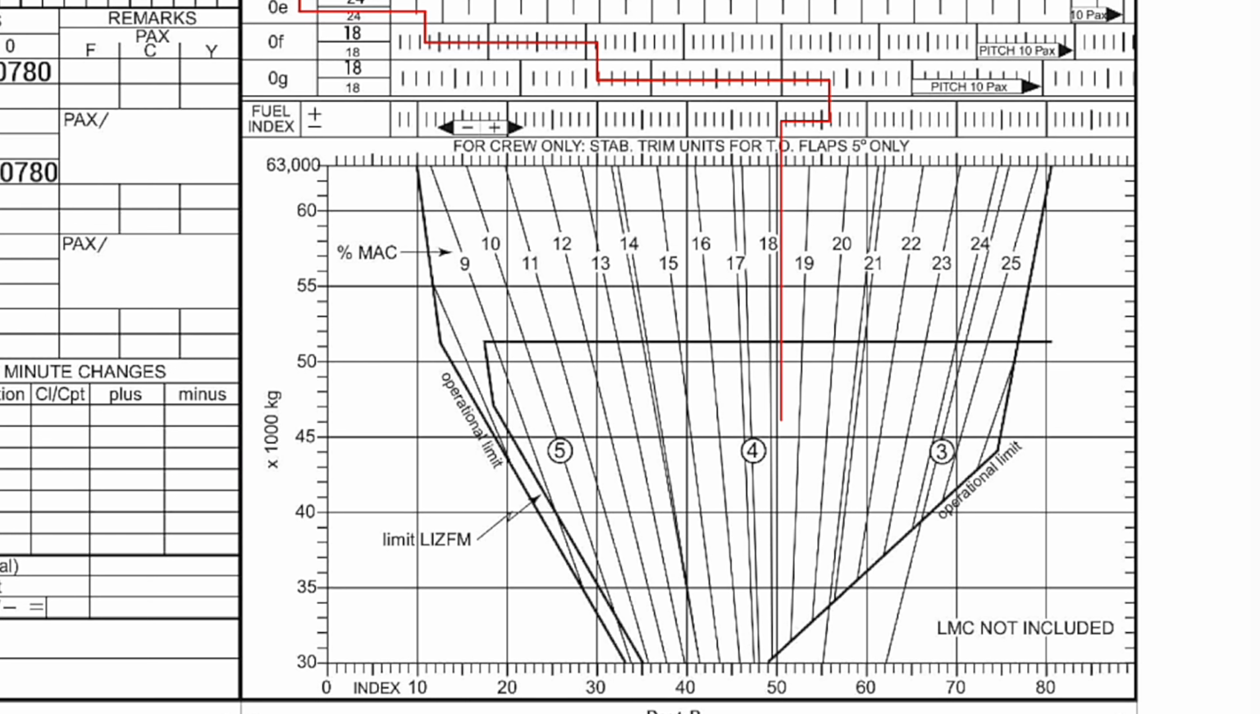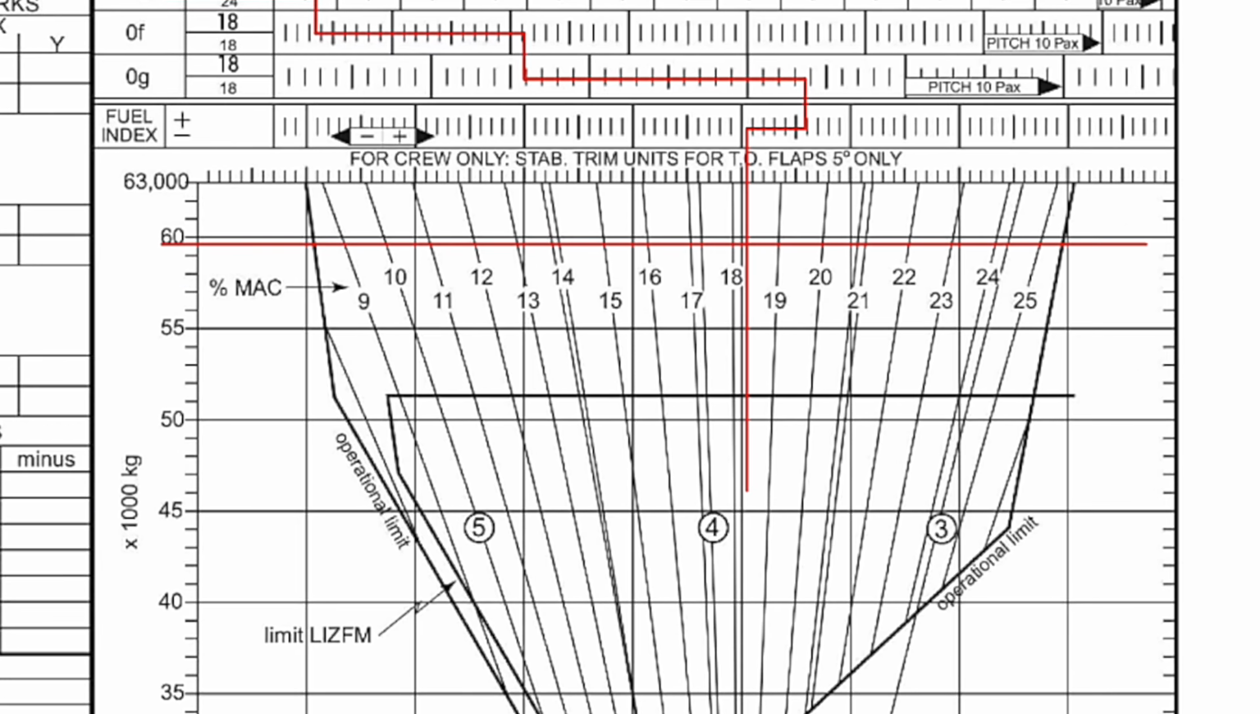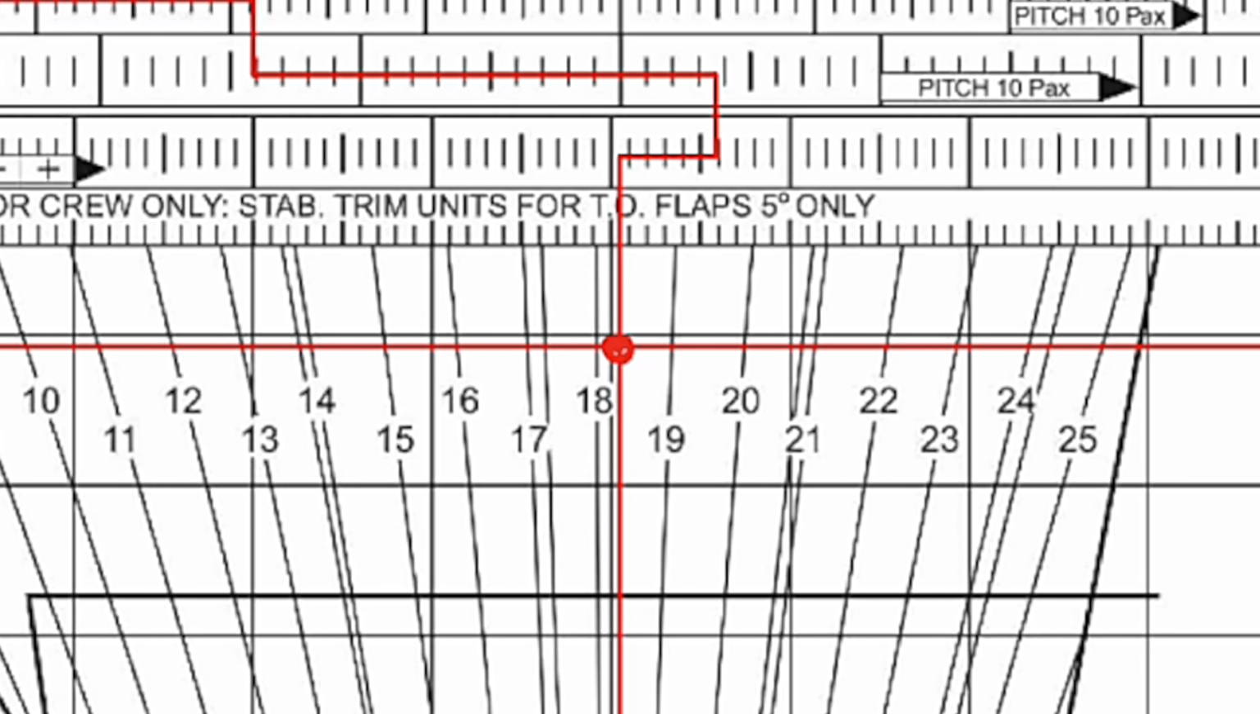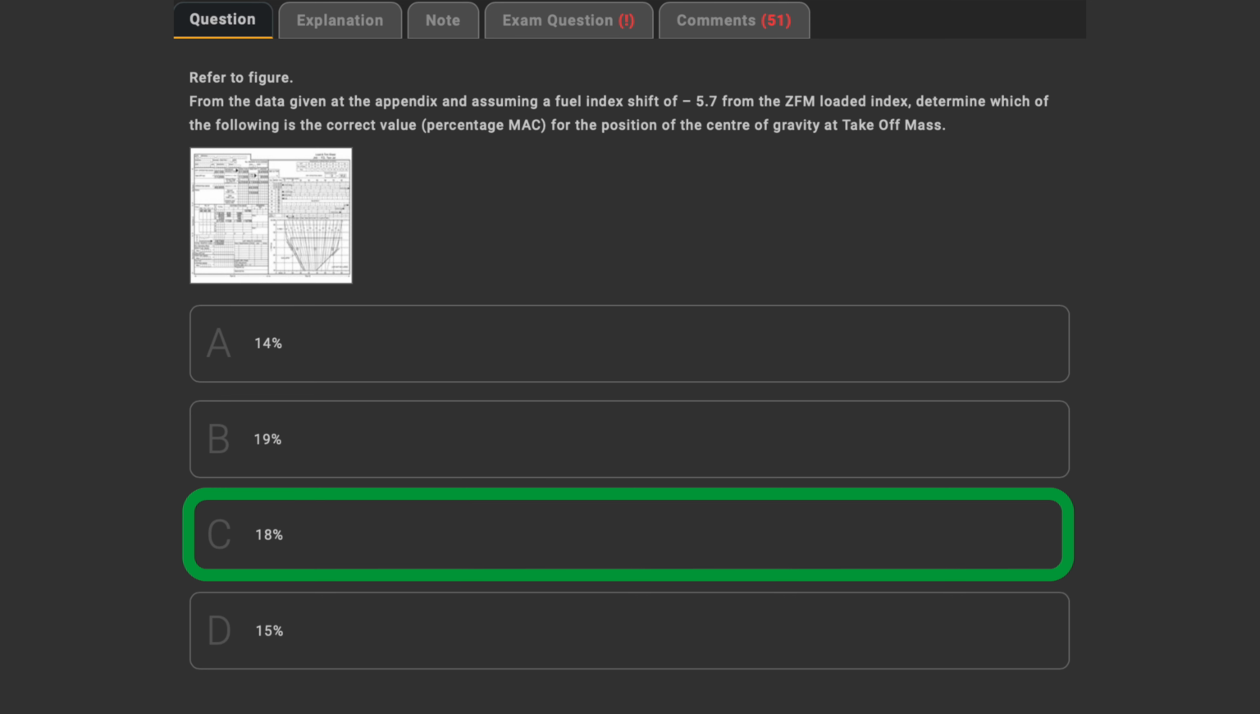Now take the takeoff mass of 59,800 kilos and draw a horizontal line from that value across the diagram. Where the two lines intersect lies your CG at takeoff mass, which is closest to 18%, which is the correct answer. As always, I hope this was understandable and made it a bit easier for you.